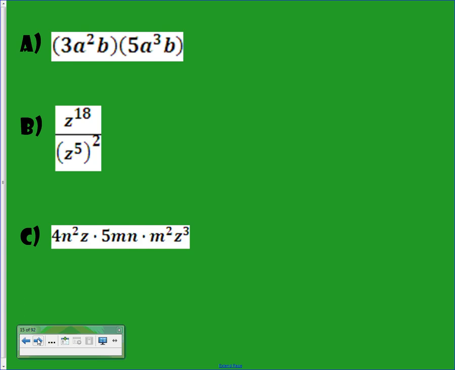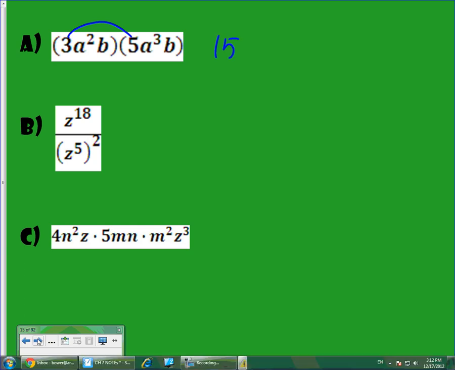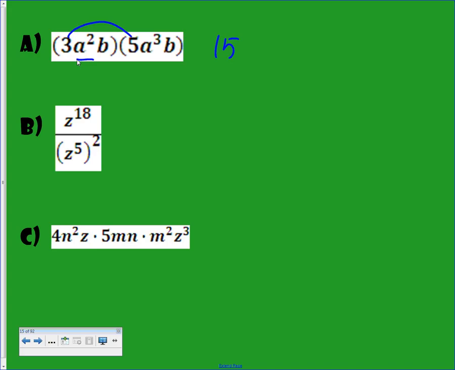So we've got 3a squared b times 5a to the 3rd b. Okay, so numbers are just numbers. So 3 times 5 is 15. And now I look at my a's because the bases are the same. So I have a squared and a to the 3rd. So if I can underline 2 of those, that's going to give me a to the 5th. Okay, then I look at the b's because those are the same base. I have b times b. Well, that's really b to the 1st times b to the 1st. So that gives me b squared.